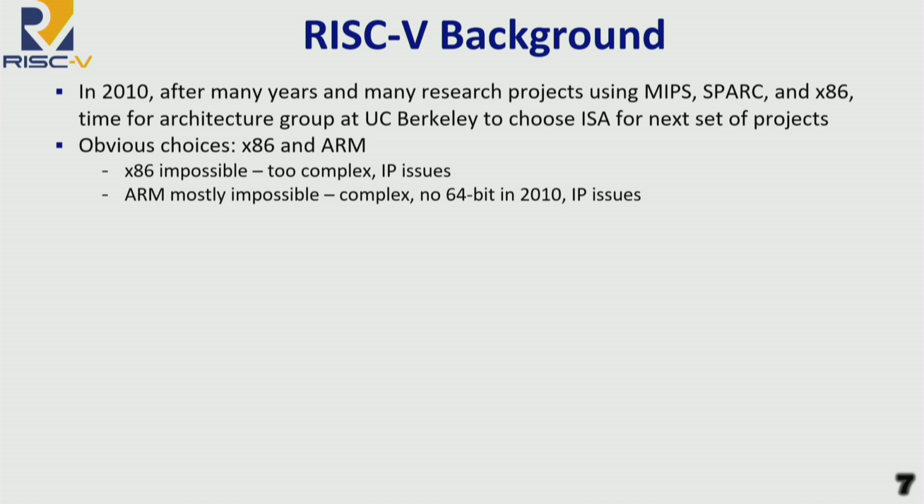And also in 2010, there was no 64-bit ARM. This was before v8 was released. And there's also the IP issues. We couldn't build an open source ARM core and share it with our colleagues in academia. That would not have been possible. So we decided to go off and build our own ISA.